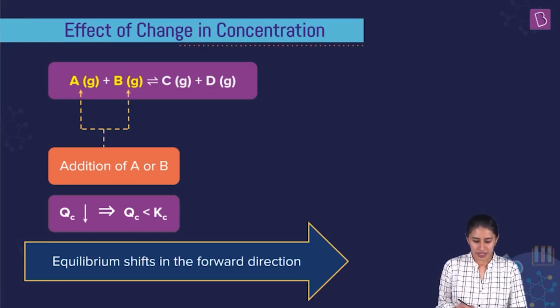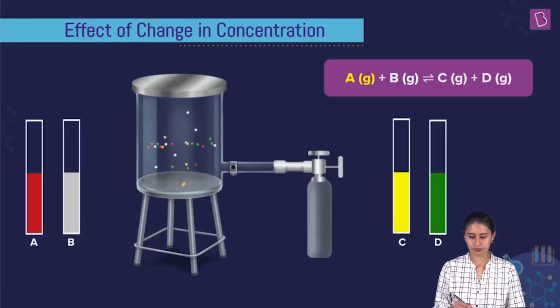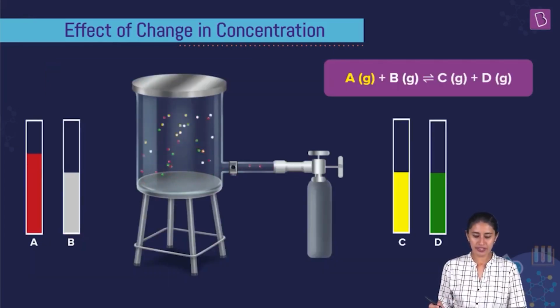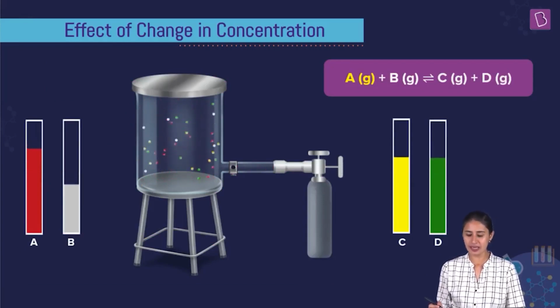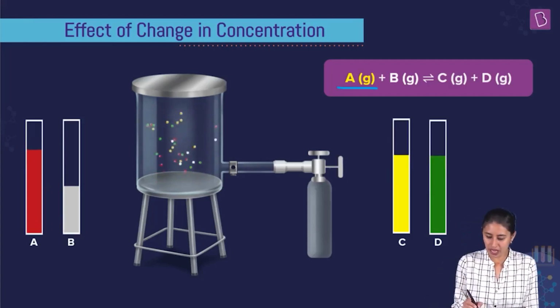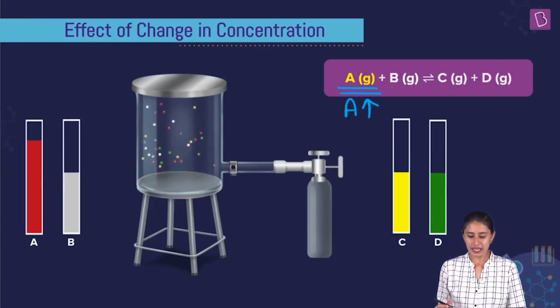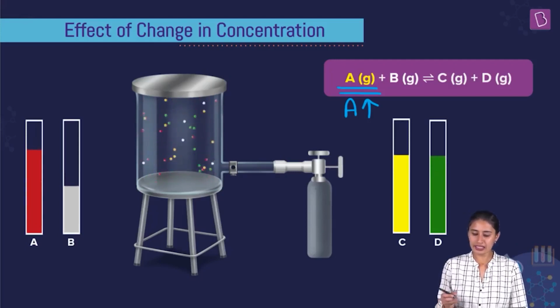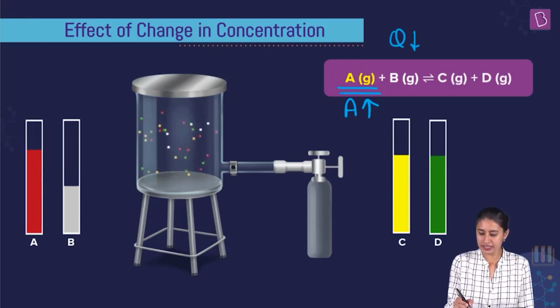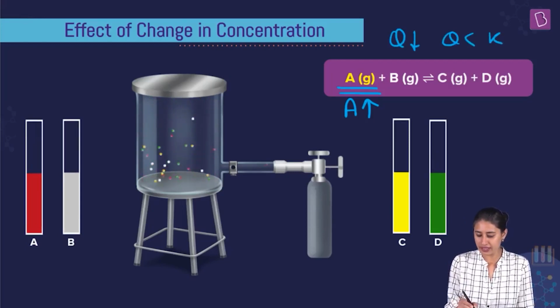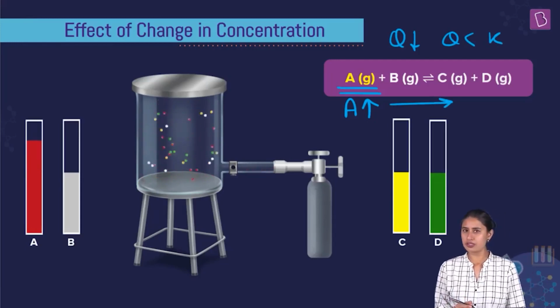Now, effect of change in concentration, let's imagine it through illustrations. Have a look. We have this reaction A plus B in equilibrium with C and D, the same reaction. But now I'm starting with high concentration of A. A is high. A is increasing. A increases, that means Q has decreased. So Q becomes less than K and the reaction goes forward. This is one way of seeing it.